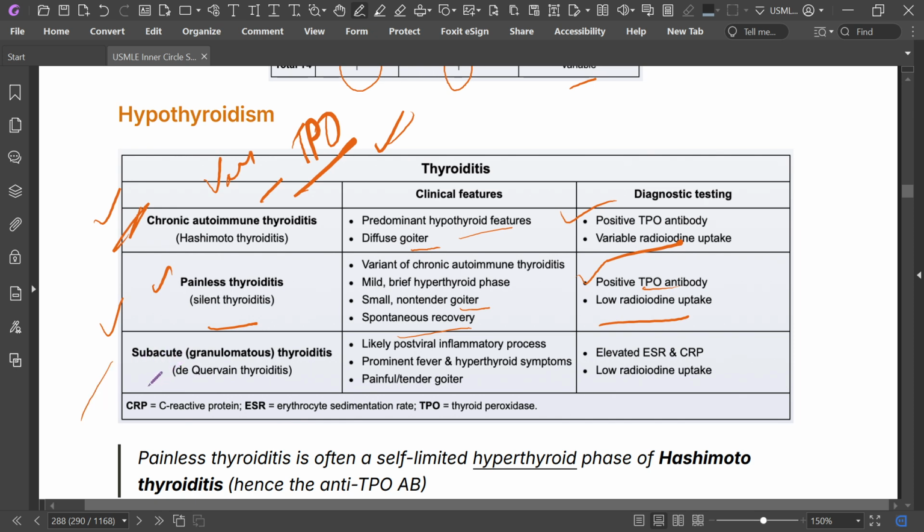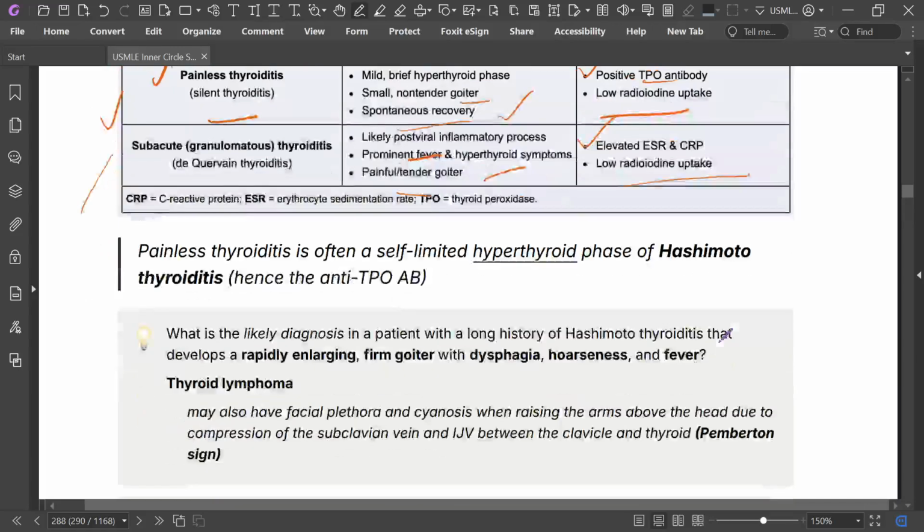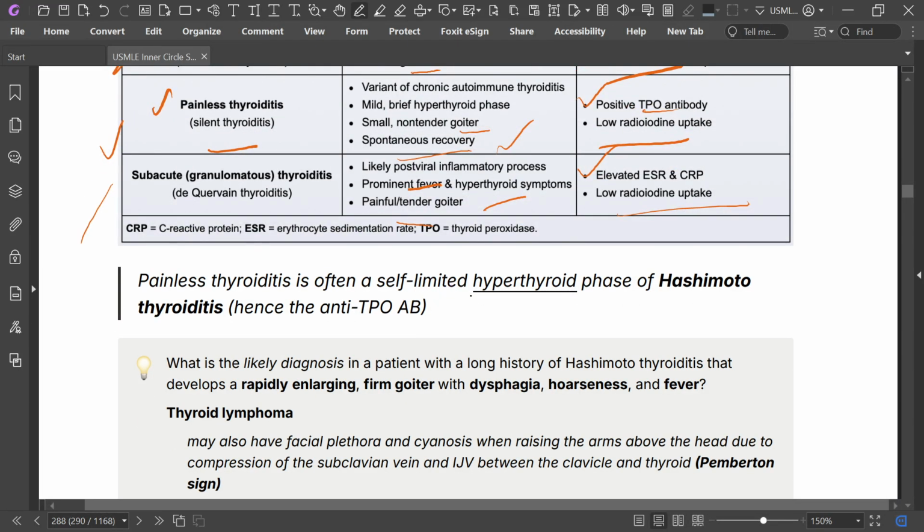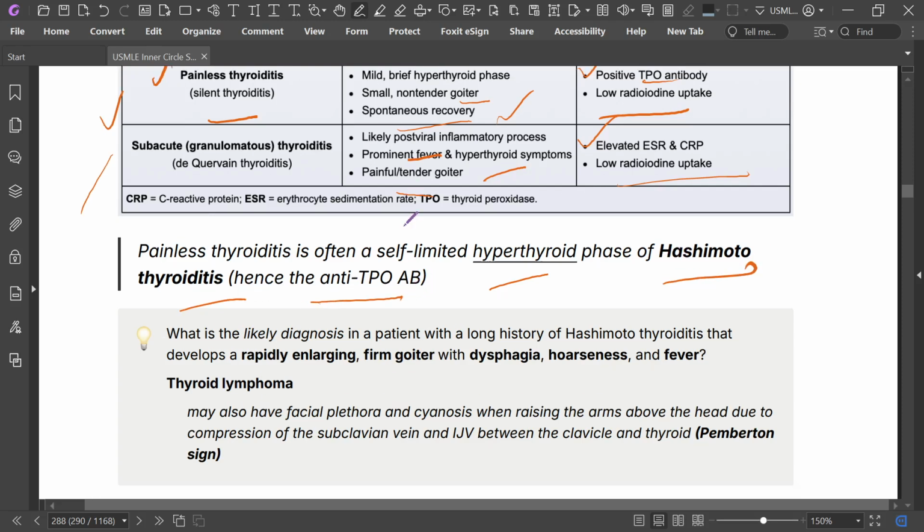Subacute granulomatous thyroiditis, this is the only thyroiditis which is painful, comes with a fever, initially may come with hyperthyroid features, then may come with hypothyroid features, and is likely a post-viral inflammatory process, with elevated ESR, CRP, and low radioactive iodine uptake. Painless thyroiditis often has a self-limited hyperthyroid phase. Painless thyroiditis is the self-limited hyperthyroid phase of Hashimoto thyroiditis, hence the anti-TPO antibody is positive.